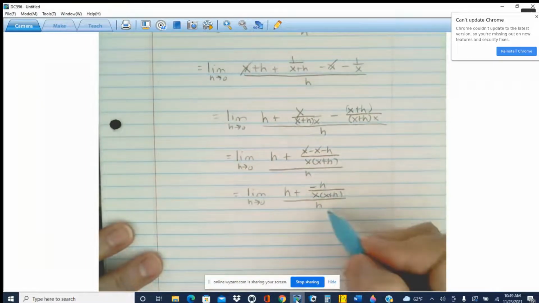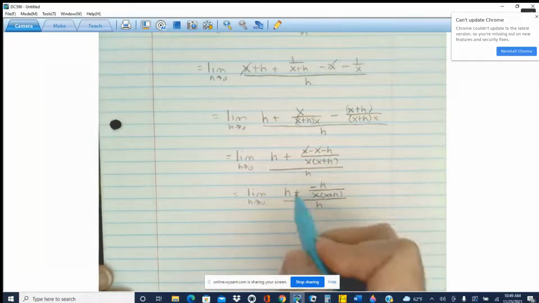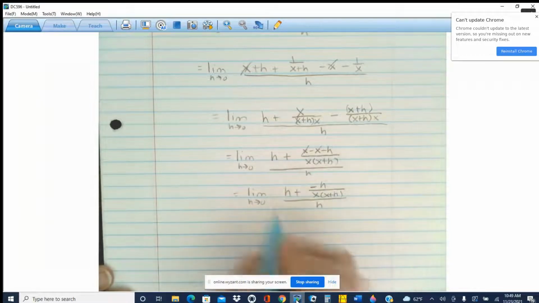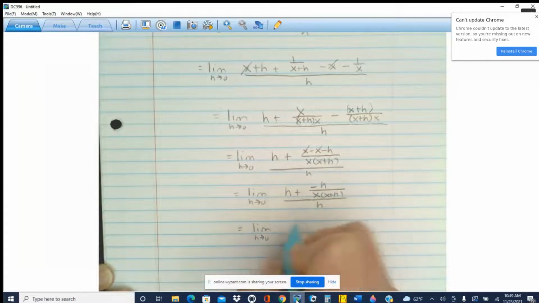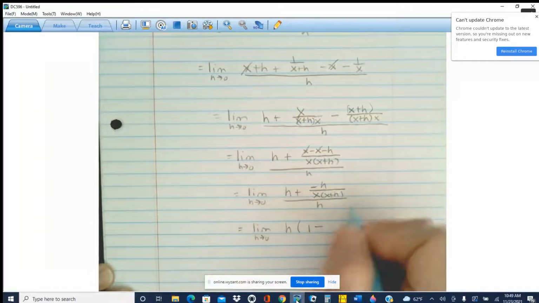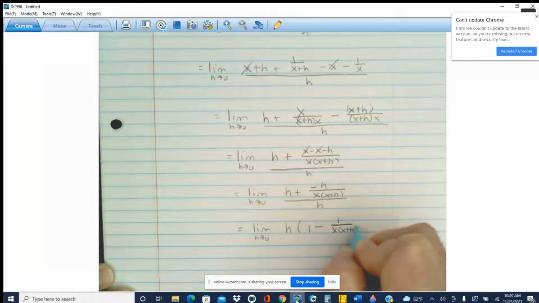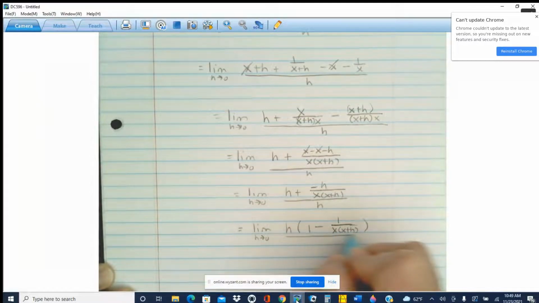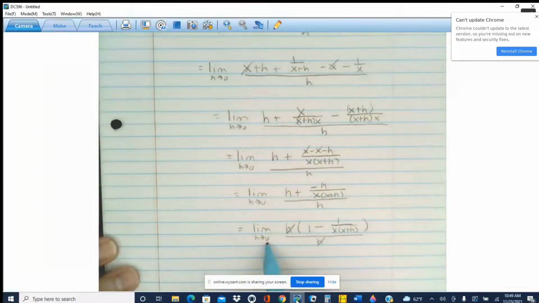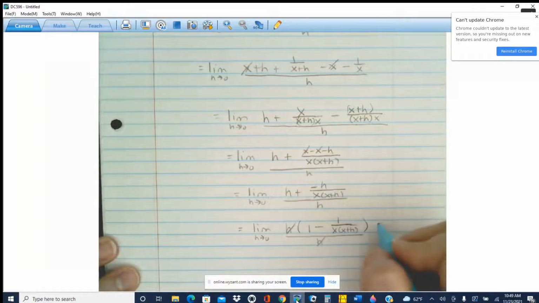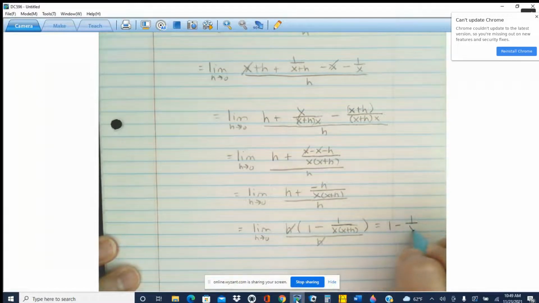Now I need to cancel this h in the denominator, so I'm going to factor an h out of both of these terms and rewrite it like this. Those cancel, and now I can take this limit. h can be 0, which gives me 1 minus 1 over x squared. And there's our derivative.